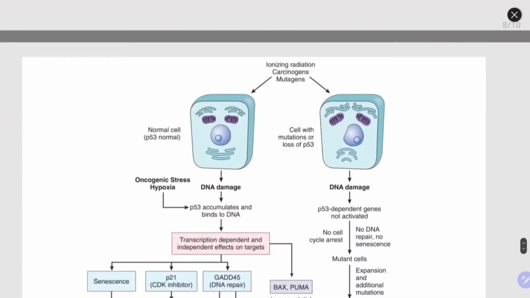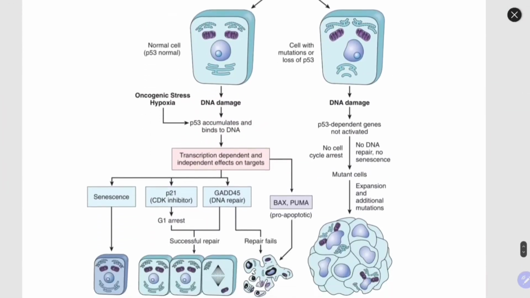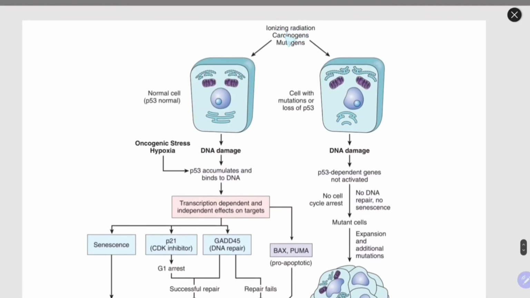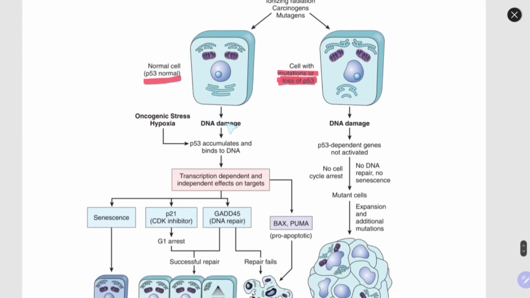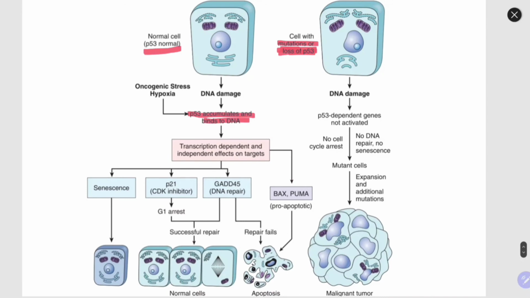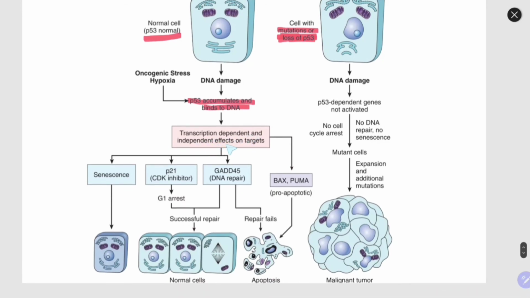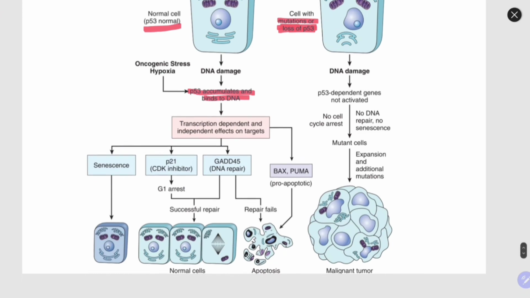Okay guys, let's understand the same thing with this diagram. As there is ionizing radiation, carcinogens, mutagens, it would cause stress in the cell. This cell is a normal cell, while this one has mutation or loss of P53. In normal cells, DNA damage occurs due to oncogenic stress or hypoxia, and P53 accumulates and binds to the DNA. This P53 has transcription dependent and independent effects on targets. One is what we call senescence, so the cell would be arrested in its cell cycle and would not be able to proliferate more.